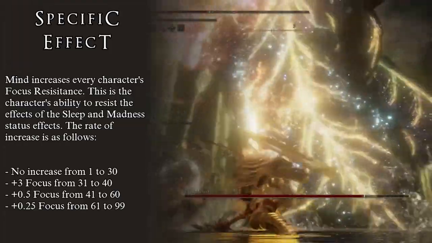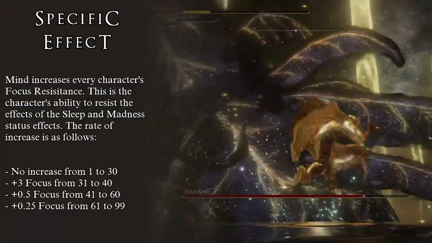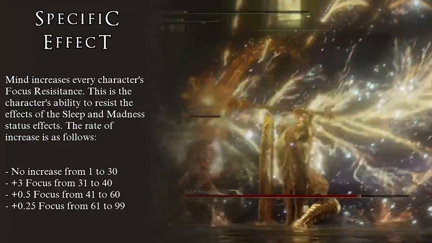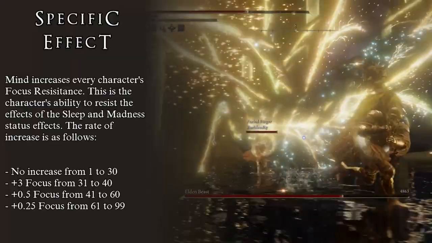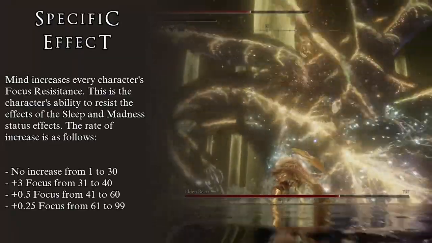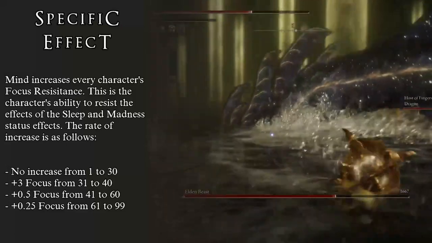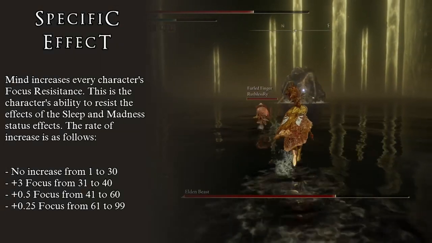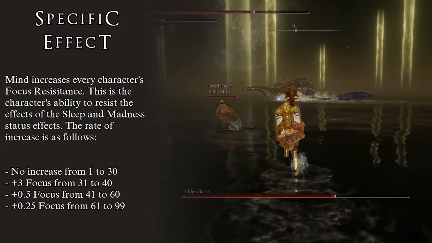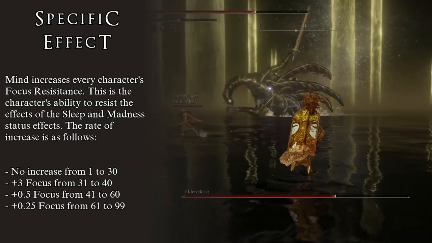There is no increase from 1 to 30 mind. We get an additional 3 points of focus from 31 to 40 mind. We get an additional 0.5 points of focus from 41 to 60 mind. We get an additional 0.25 points of focus from 61 to 99 mind.